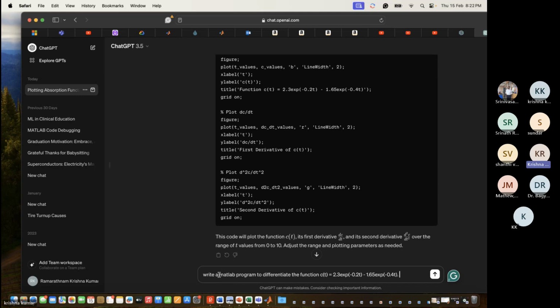Okay. Now write a MATLAB program to differentiate, plot the function and the derivative. That's all. I don't want to do anything else. We will do this. Let's see how it works. I hope I have written it correctly.